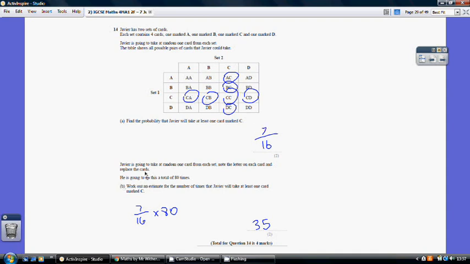Now for part B, Javier is going to repeat taking one card from each of the 2 packs 80 times, and how many times would you expect him to get at least one card marked C? Well, when he just does it on one occasion, you expect the probability of getting at least one C is 7 out of 16. So if he repeats it 80 times, it's just 80 lots of this. So 80 times 7 over 16, which is 35.